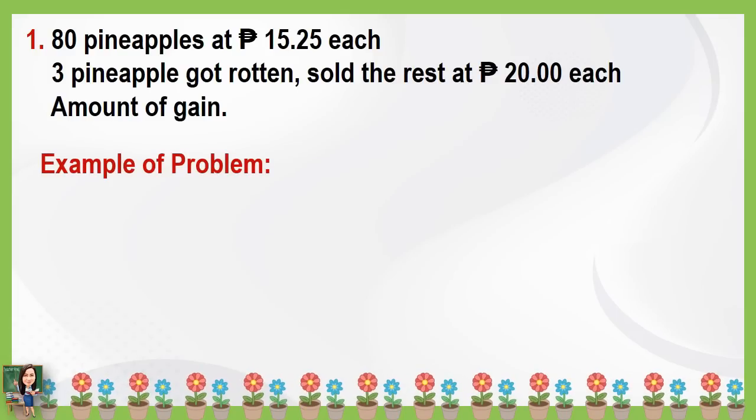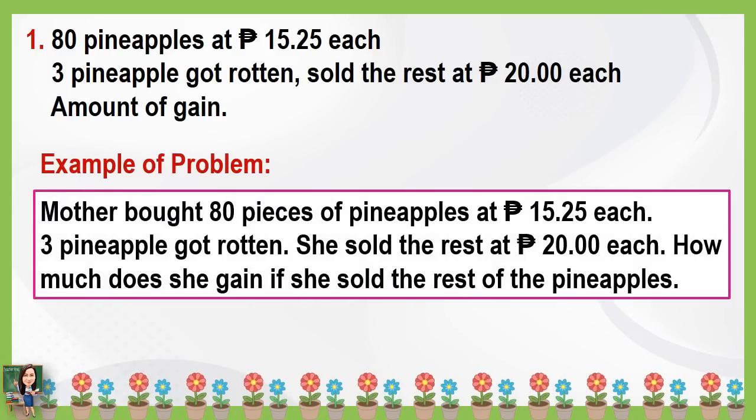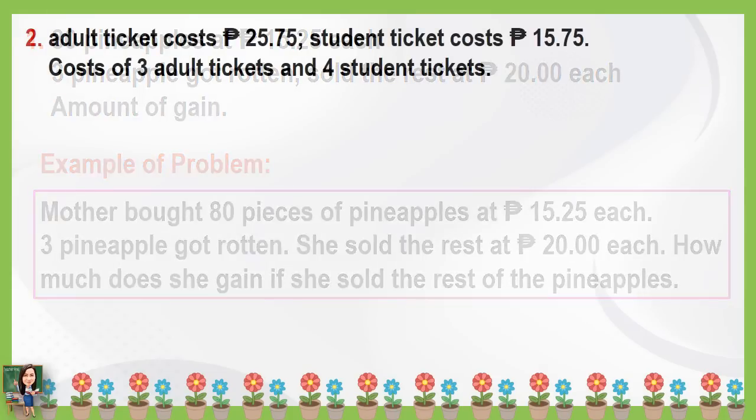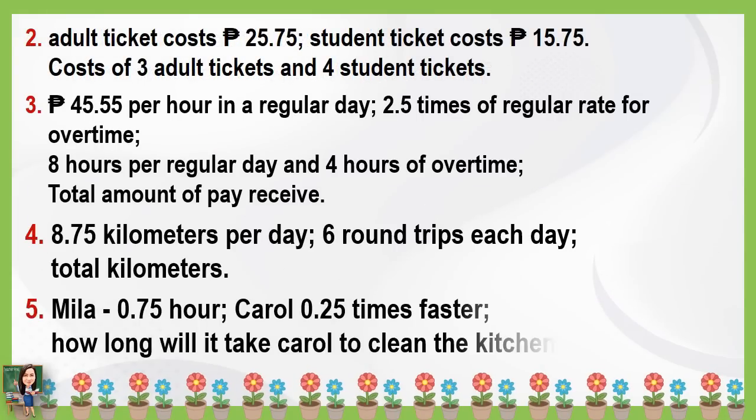And here is my example. Mother bought 80 pieces of pineapples at 15 pesos and 25 centavos each. 3 pineapples got rotten. She sold the rest at 20 pesos each. How much does she gain if she sold the rest of the pineapples? Create your own problem based on the given data for number 2, 3, 4, and 5.